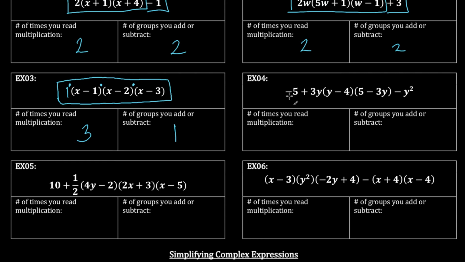So let's read this one. Negative 5 plus 3y times (y minus 4) times (5 minus 3y) minus y squared. So I have 2 multiplications. I start off with negative 5, and then I add 3y times all this, and then I subtract y squared. So I have 3 groups.